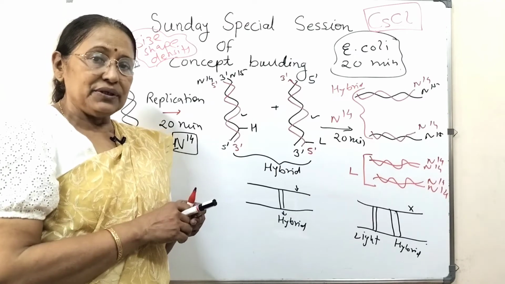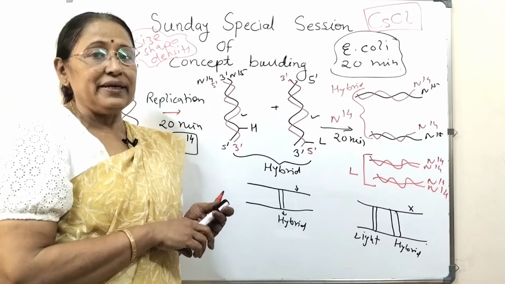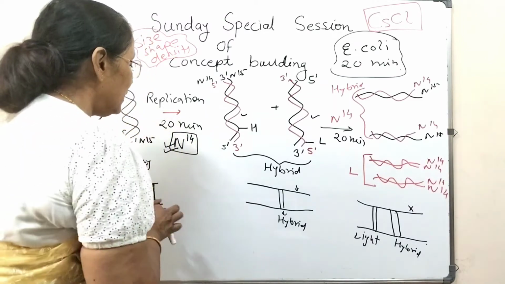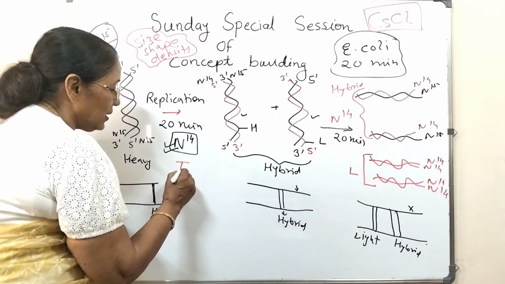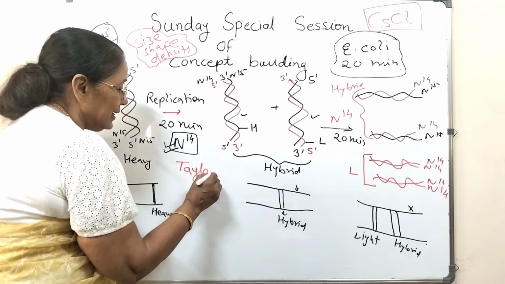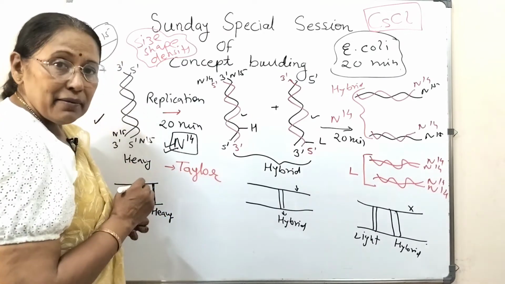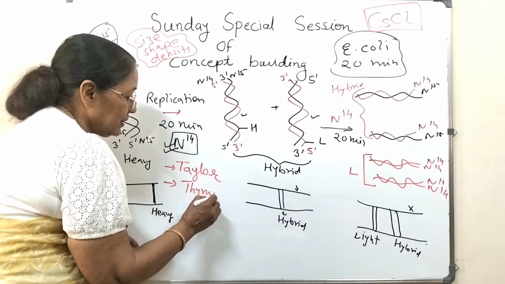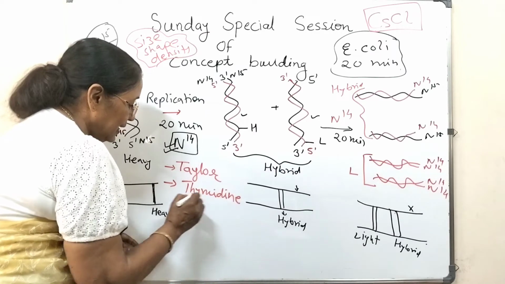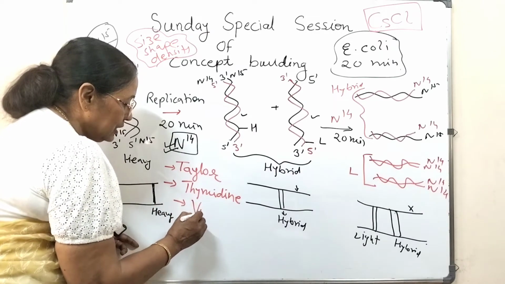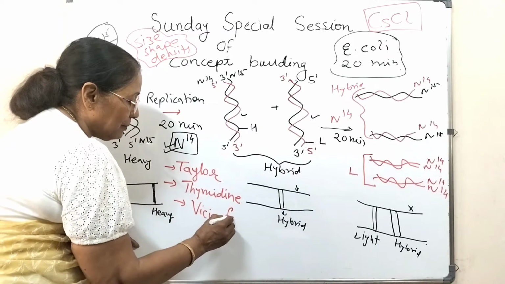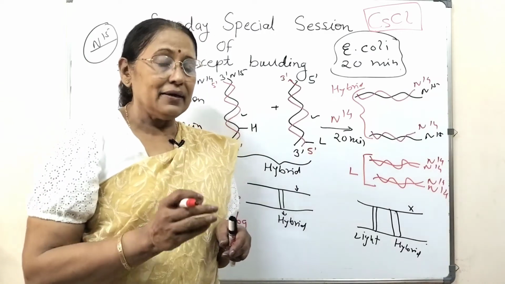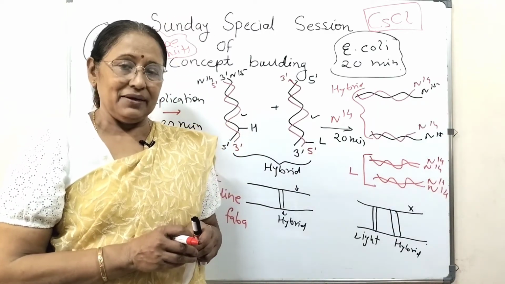You can ask one question: can't we take the help of radioactivity and do the experiment? Yes, that is what Taylor and his colleagues did. They did it by making thymidine radioactive, and their experiment was on the plant Vicia faba. They also came to the same conclusion that DNA replication is the semi-conservative one.